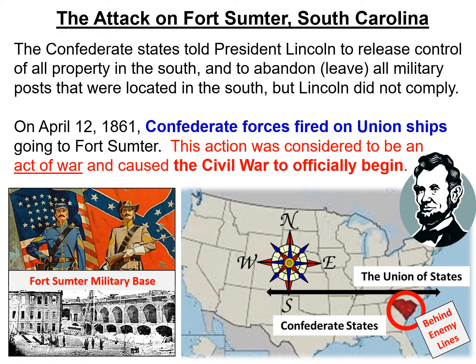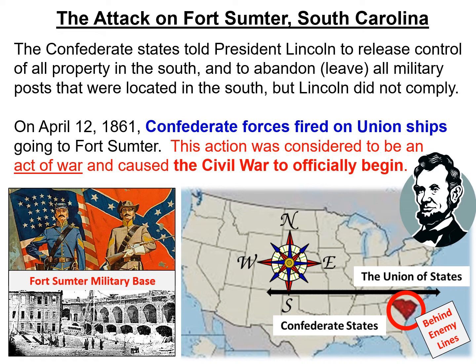Now, Lincoln said he doesn't accept that. And there's a couple of military installations that are in the South. One specifically is a location called Fort Sumter. It's a military base, and the people there are running out of food. They're soldiers from the United States. They need supplies. They need provisions. So Lincoln decided that he was going to send supplies into the area.